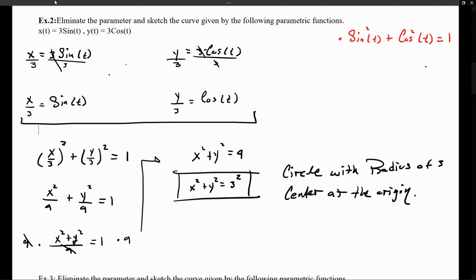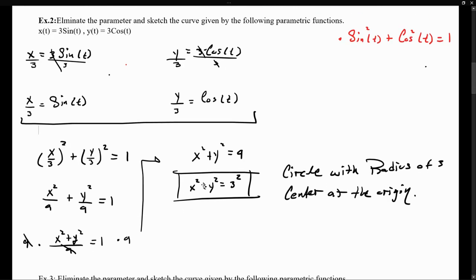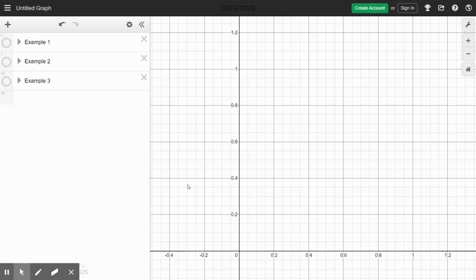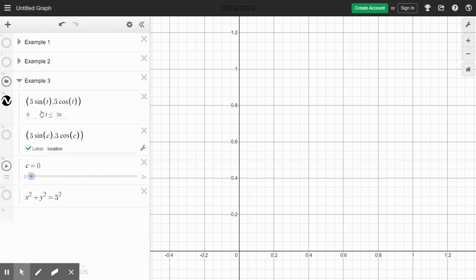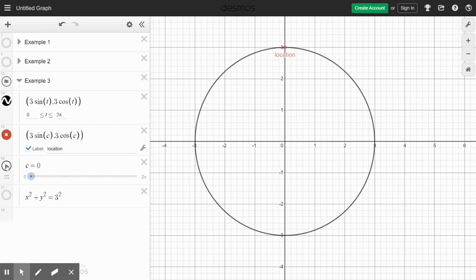Well, let's see if that is true. Let's graph our parametric equation, and then let's graph our result and see if they actually match. So going back to our Desmos activity here, this is going to be our parametric equation. It should be a circle. Here's a big circle, so let me run it through. Notice that this is our parametric equation, and it seems like our direction is following this way. Now let's graph our result. They match. x squared plus y squared equals 9.